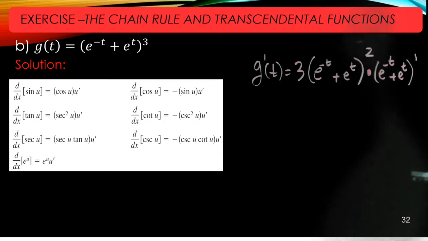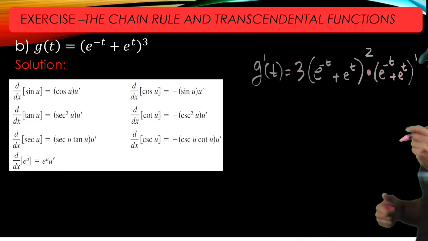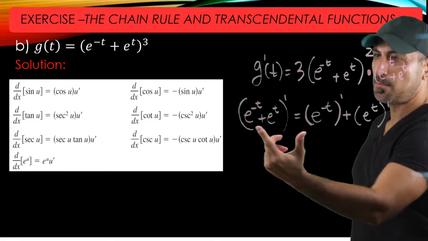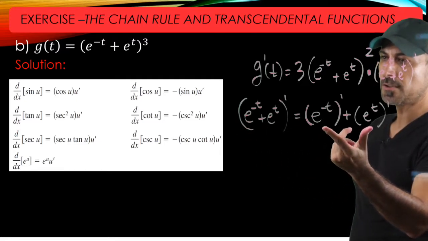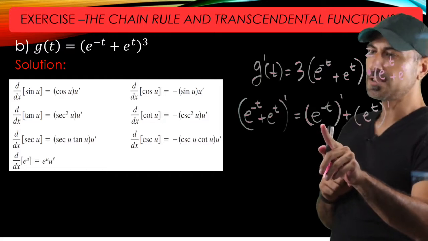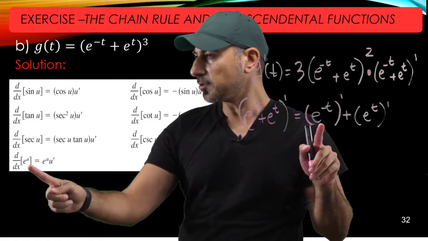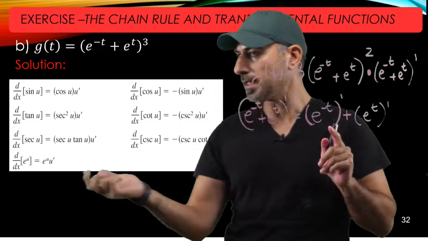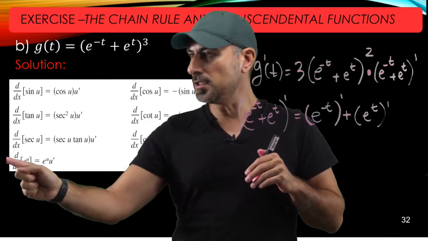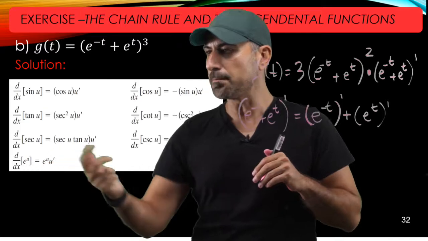So the next task here is to take the derivative of the inner function. Let me just write that down here explicitly. The derivative of the sum is the sum of the derivatives. So here we go. For finding the derivative of e to the minus t, we're using this formula here, but our variable is t, so don't get confused about that. The variable could be x or t for this problem. So d over dt of e to the u is e to the u times u prime.